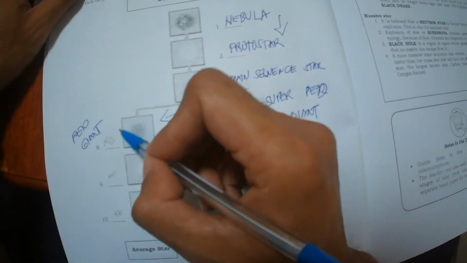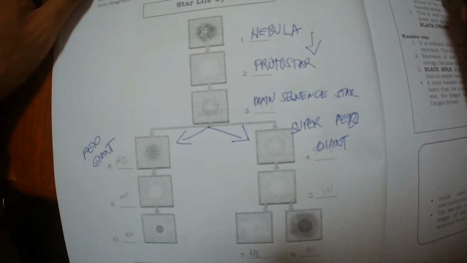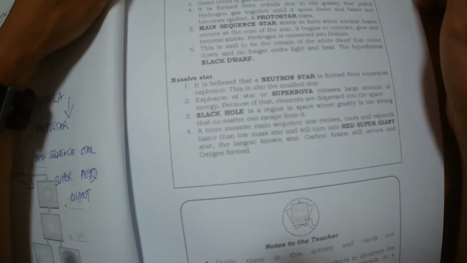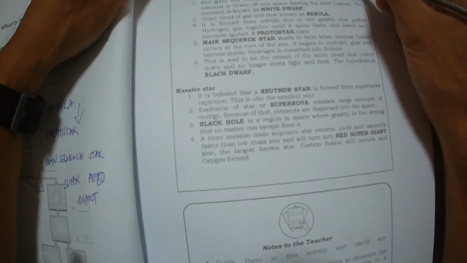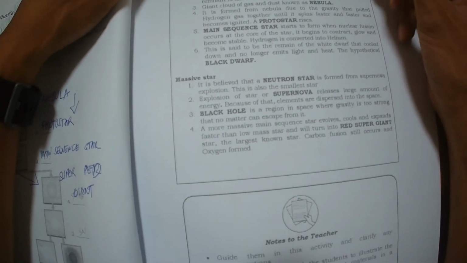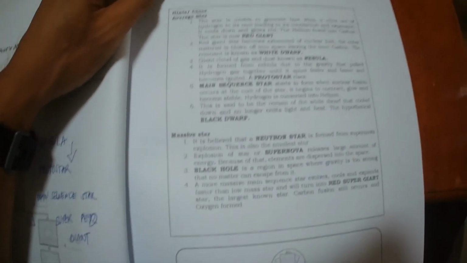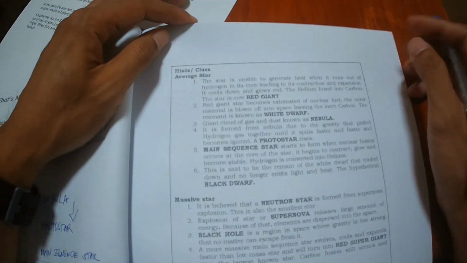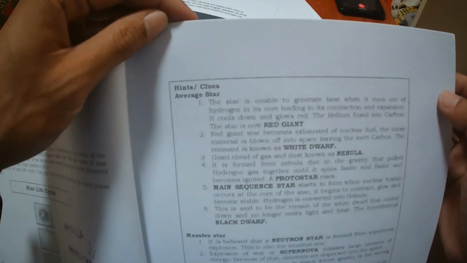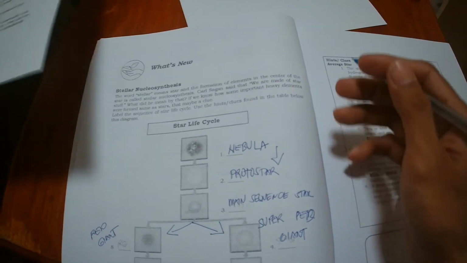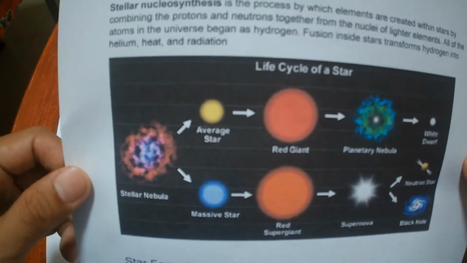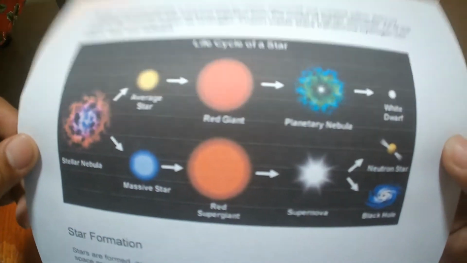As for the red giant, the star is unable to generate heat when it runs out of hydrogen in its core, leading to its contraction and expansion. It cools down and glows red. The helium fused into carbon. The star is now a red giant. So it's a red giant now. Here, look, this is my cheat sheet. Life cycle of the star.